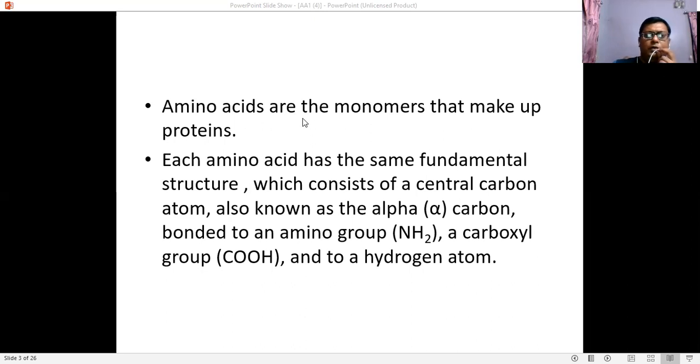So amino acids are the monomers that make up proteins. Each amino acid has the same fundamental structure. So what is the structure? It has a central carbon atom, which is known as alpha carbon. With this alpha carbon, one amine group, that is NH2 group, is attached, and at another end a carboxylic, that is COOH group, is attached.